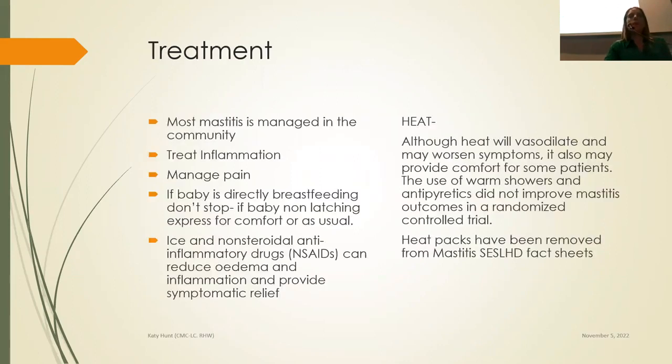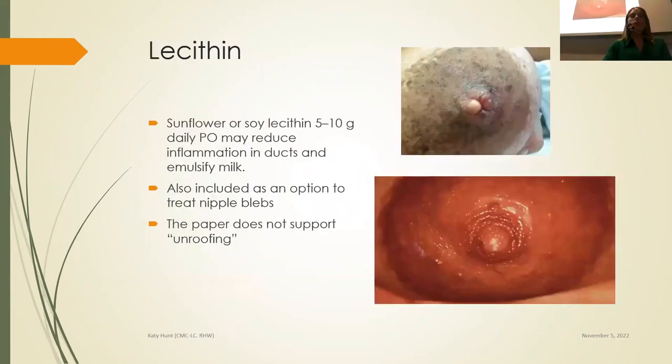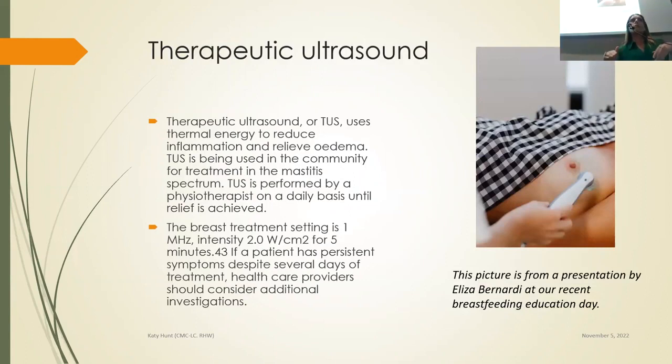So anyway, have a look at that mastitis protocol, because it's very interesting. And it does mention lecithin. Lecithin is thought to help with those horrible milk plugs, the blebs, they call them, milk blebs, a little white spot on the tip of the nipple. They're so painful. And they say, no, don't unroof them. But soy lecithin is thought to reduce the thickness of the milk.